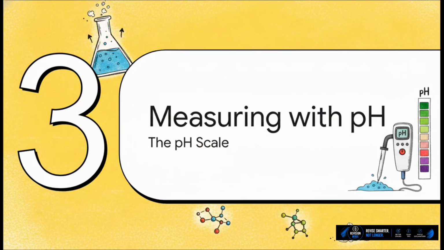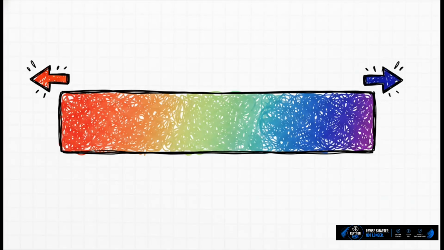Section 3. Measuring with pH. The pH scale is honestly brilliant in its simplicity. It measures exactly how acidic or alkaline a solution is, strictly on a scale from 0 up to 14. The rules are super straightforward. From 0 to 6, you've got an acidic solution. The lower that number drops, the more acidic the solution is. But from 8 up to 14, the solution is alkaline. And naturally, the higher that number climbs, the more alkaline it gets.